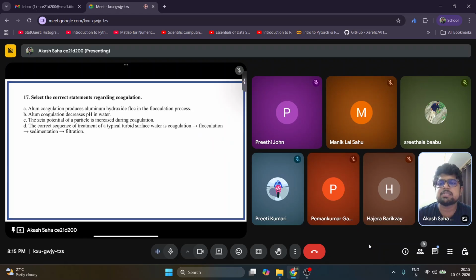Select the correct statements regarding coagulation. Alum coagulation produces aluminum hydroxide floc in the flocculation process. Alum coagulation decreases pH in water. The zeta potential of the particle is increased during coagulation. The correct sequence of treatment of a typical turbid surface water is coagulation, flocculation, sedimentation, filtration. Which one of them is correct?